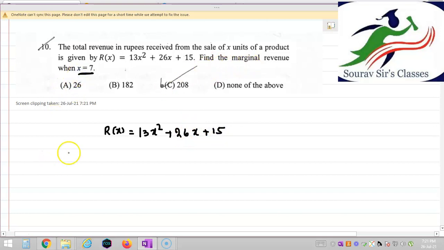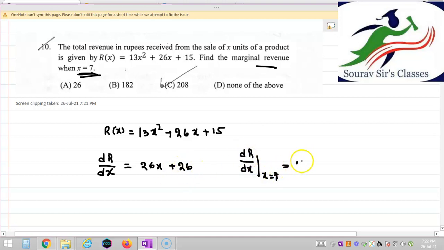So marginal revenue means if R(x) is the revenue function, then marginal revenue is nothing but dR/dx. So we need to differentiate this with respect to x. The differentiation of x square is 2x, so that will be 26x plus 26. So we need to find dR/dx when the value of x is equal to 7. I can take 26 common. So 26 into 7 plus 1, that is 26 into 8.